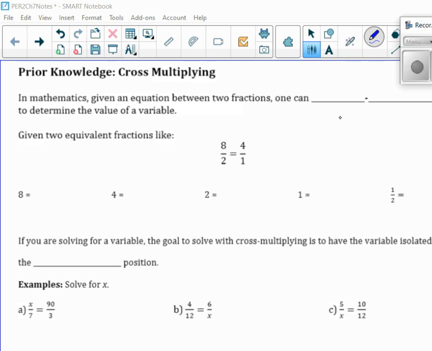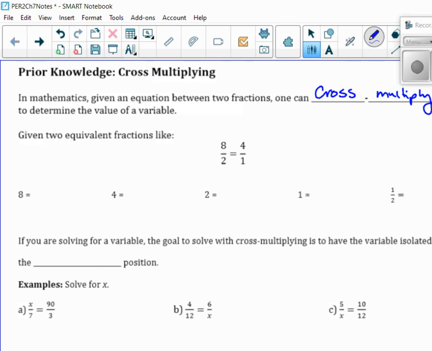All right, so we're going to do a quick little review of cross multiplying. We've seen this before, so I'm just going to show you the method of cross multiplying and why it works. So in math, given an equation between two fractions, one can cross multiply to determine the value of the variable.